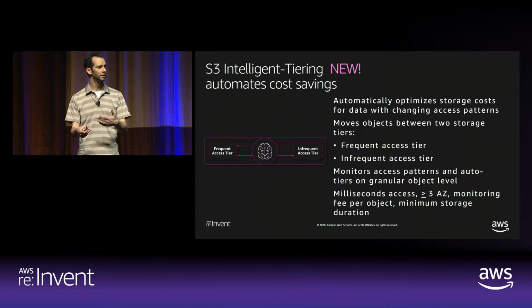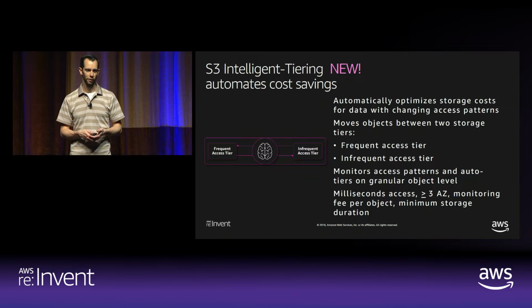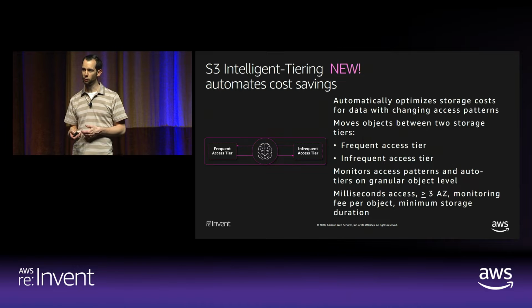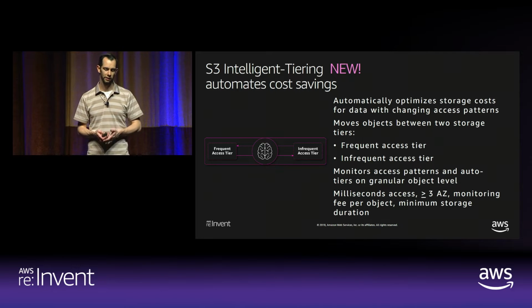And all you have to think about is a monitoring and automation fee. So for the work we're doing to monitor your objects and to intelligently place them in frequent or infrequent tiers, you're paying a monitoring and automation fee. So no retrieval fees, pricing similar to standard and infrequent access tiers, and then the monitoring and automation fee. So it's a great storage class when you have changing or unknown access patterns. So I encourage all of you to take a look at that. You can put data initially into Intelligent-Tiering, or you can tier it to Intelligent-Tiering from Standard or from Standard Infrequent Access, for example.